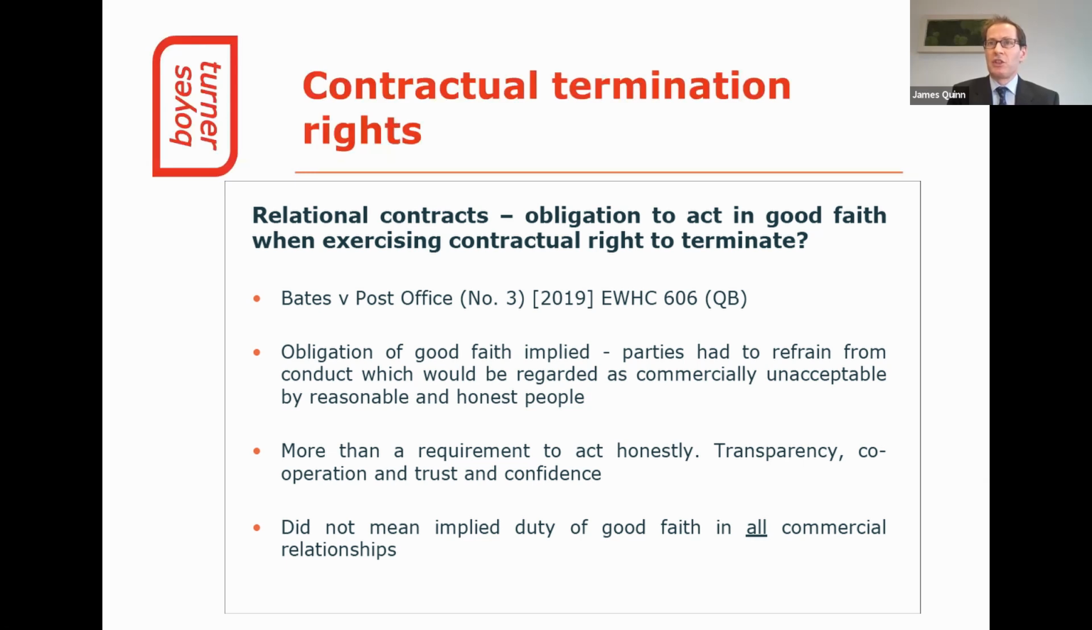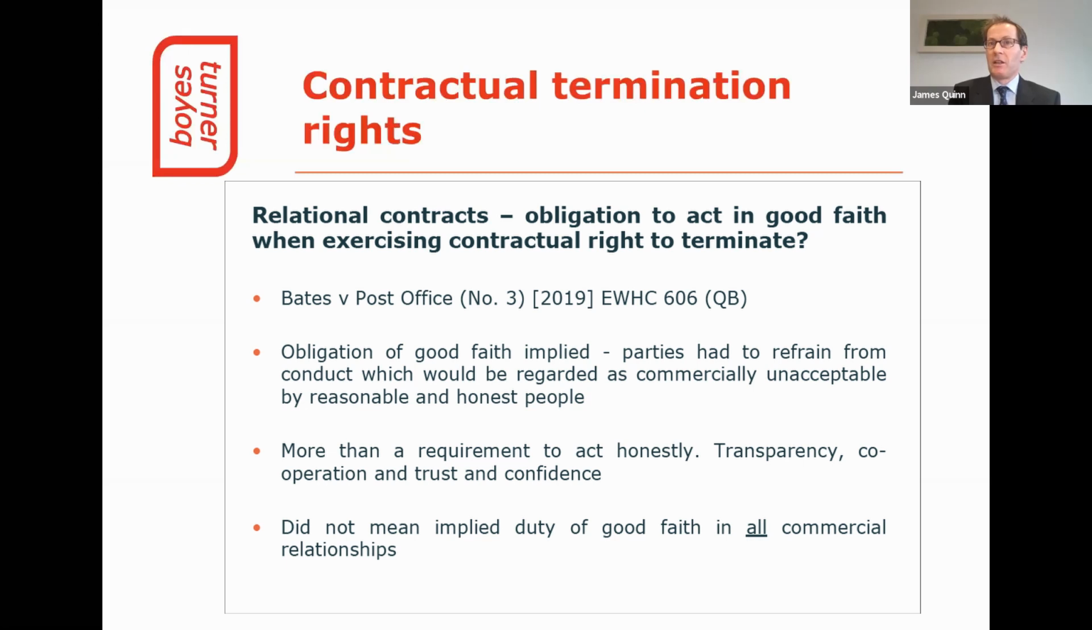In contrast to the TSG and Mon Petroleum cases which we've just looked at, and which dealt with ordinary commercial contracts, in the post office case, the court found that an obligation of good faith was implied in a relational contract. This meant that the parties had to refrain from conduct which would be regarded as commercially unacceptable by reasonable and honest people. This involved more than the requirement to act honestly. Transparency, cooperation, and trust and confidence were, in the judge's view, implicit within the implied obligation of good faith.